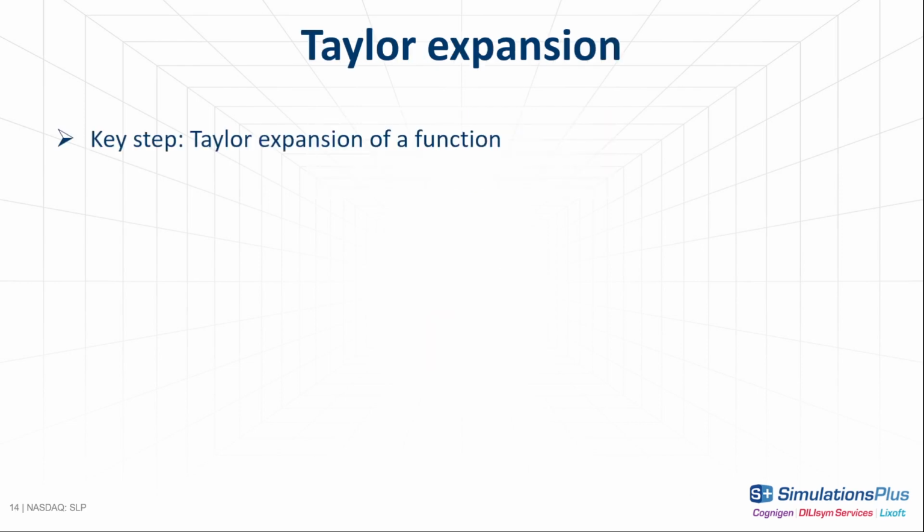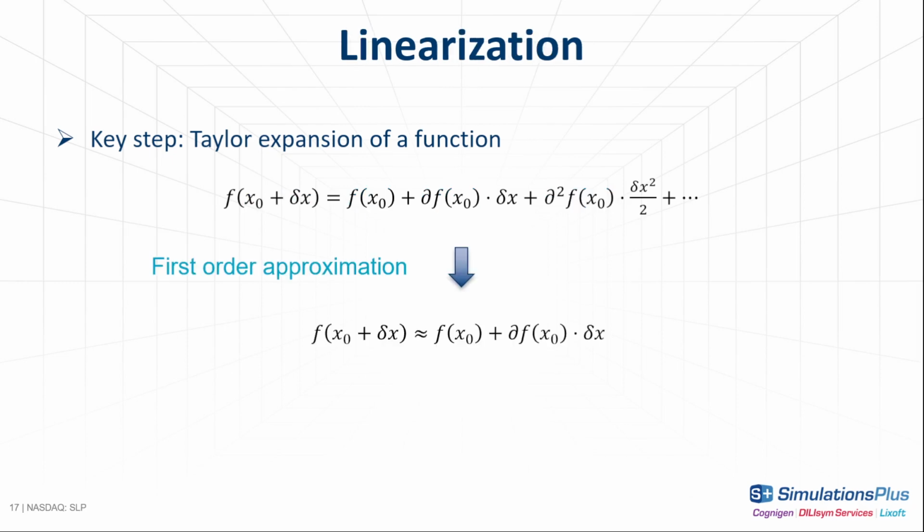The key step is the Taylor expansion of a function. If we know a value of a function at a point x0 and its derivatives at this point, then the following infinite series gives its value in the neighborhood of that point, let's say at x0 plus some delta x. Linear approximation means that we use only the first order term of this series.